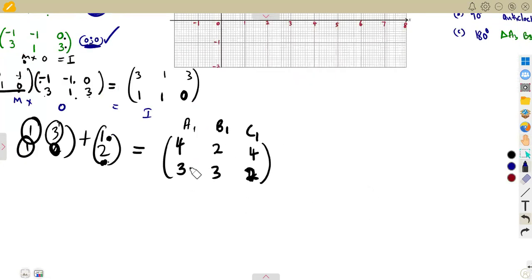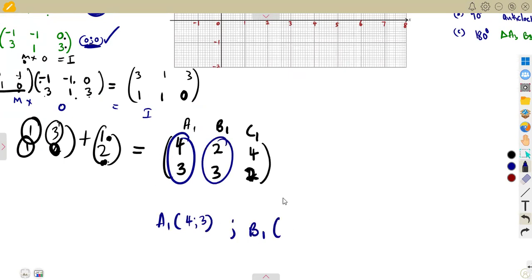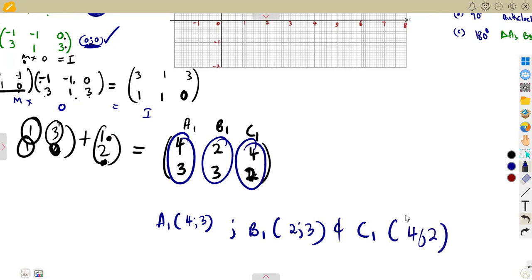These are coordinates, remember. So you're just writing A1, just like what we had before. A1 is 4, 3. B1 is 2, 3. C1 is 4, 2. You now have these as coordinates. So if the question was to calculate the coordinates, you're just going to end at this point. But if it's for you to draw, then you have to mark these points, draw your image.